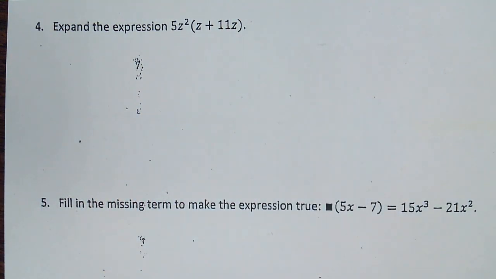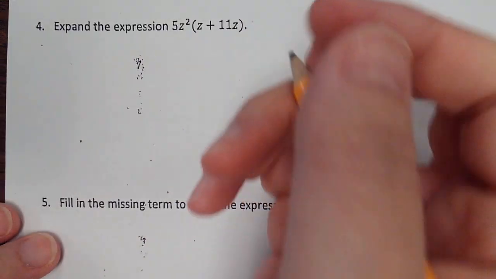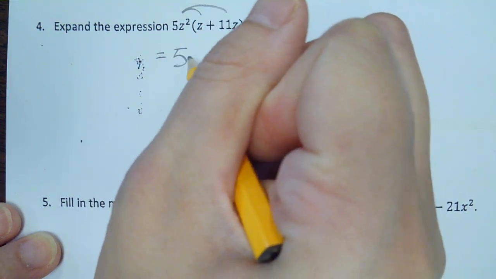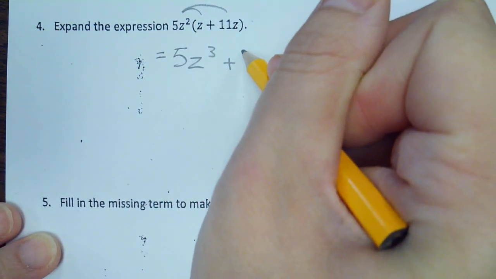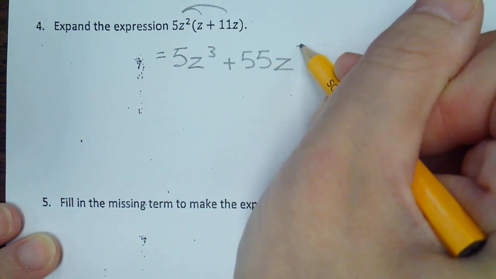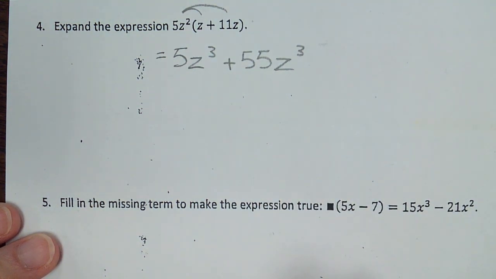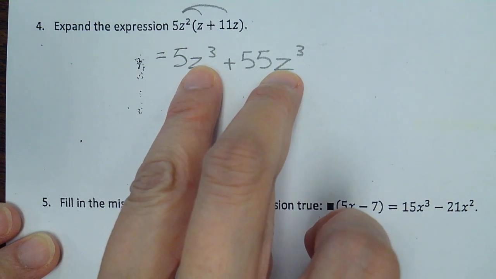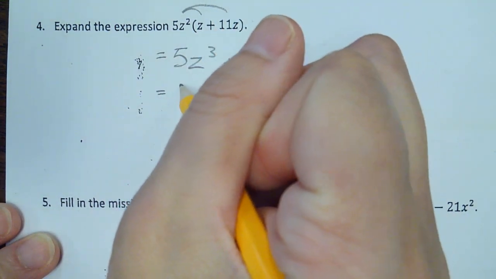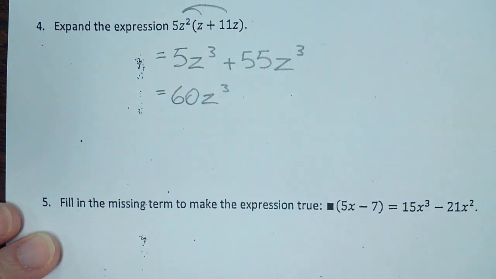What about this one? Miriam? Okay. 55z to the power of 3. Okay. Am I done? Yeah, they're actually like terms. This is a z cubed, this is a z cubed. So I can actually add them together and get 60z cubed.